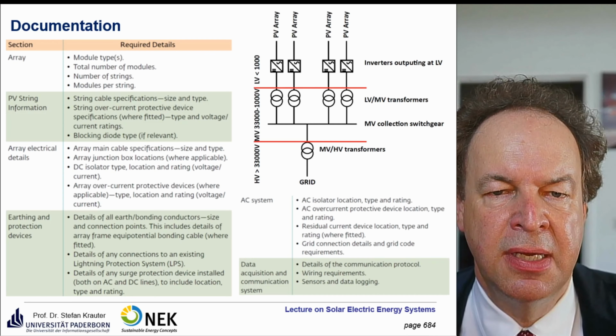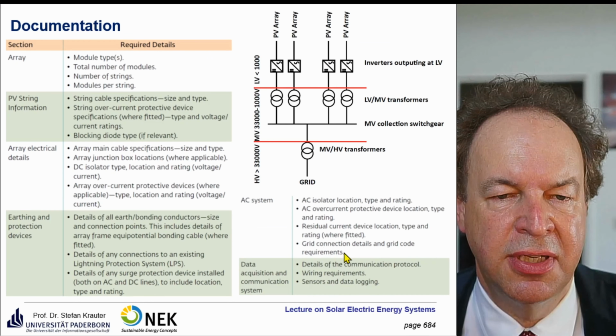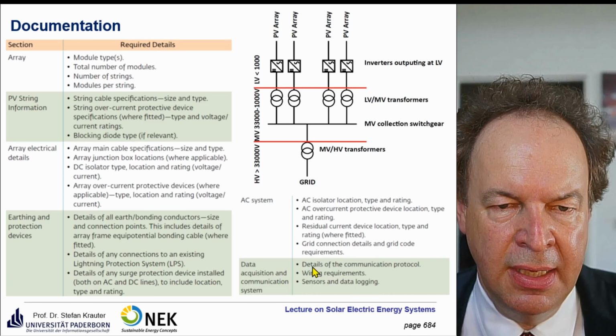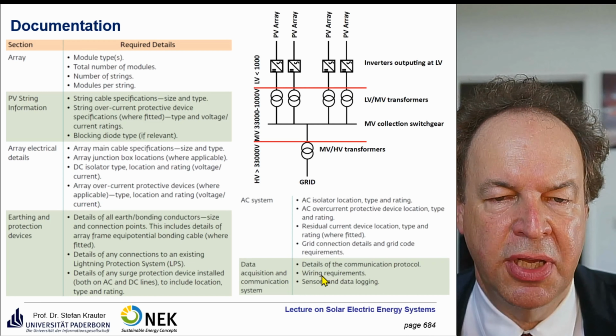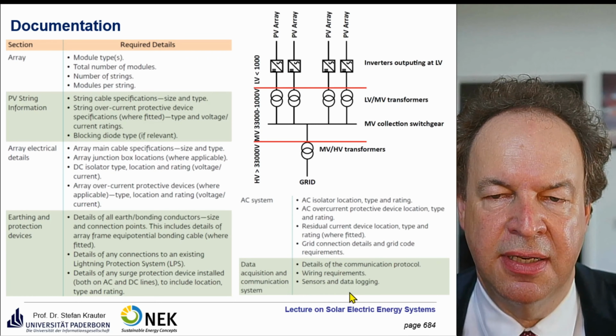The AC system, so here you have the AC isolator location, type and rating, AC overcurrent protective device location, type and rating, residual current device location, type and rating, and so on. Grid connection details and grid code requirement, that's really important. This has to be in agreement with the utility. Data acquisition and communication system. So this is data for the communication protocol, wiring requirements, sensors. I would add here also passwords and so on.